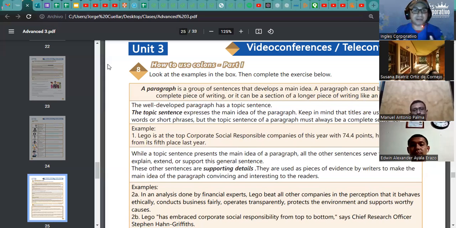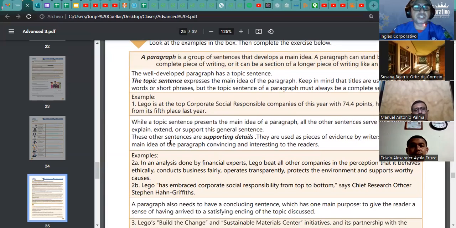Okay, so there are different paragraphs. But all this is going to have different parts. So the well-developed paragraph has a topic sentence. So the first thing that you are going to introduce is a topic sentence in every paragraph or in every essay, okay? So the topic sentence expresses the main idea of the paragraph. So you read the topic sentence and you know what everything is about. It's like an introduction for the whole essay, for the whole paragraph, okay?